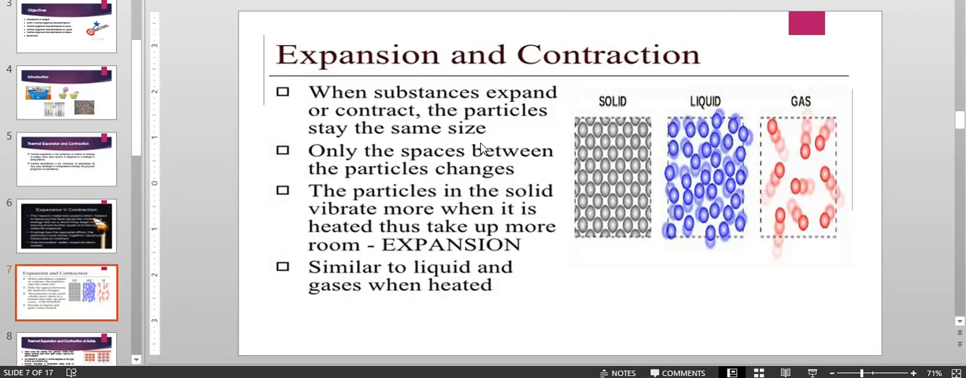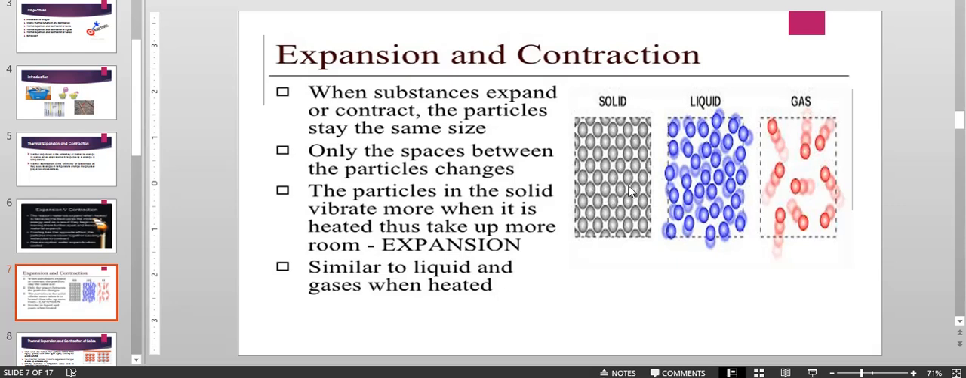So when a substance expands or contracts, the particles stay the same size. Only the spaces between the particles change. The particles in the solids vibrate when heated, thus taking up more room, or expansion. Similar is the case with the liquids and gases when they are heated.